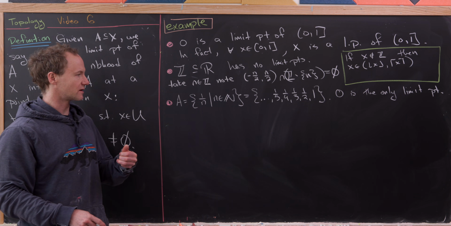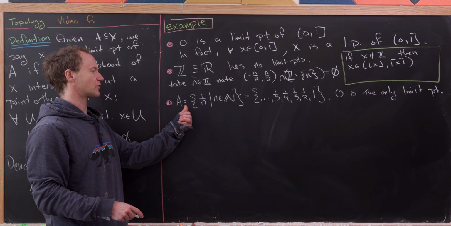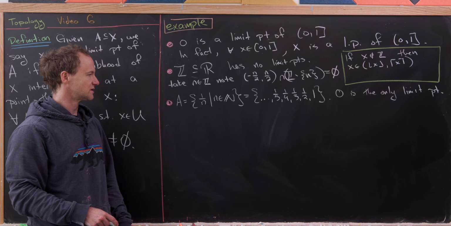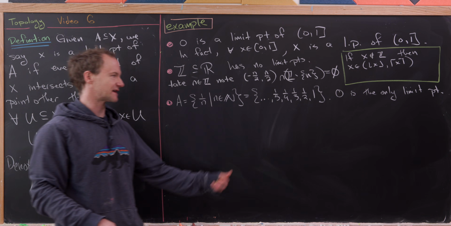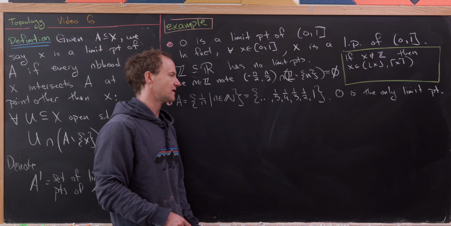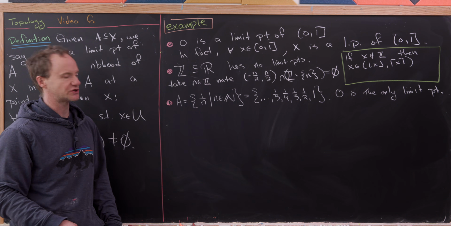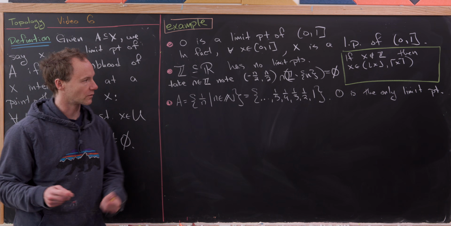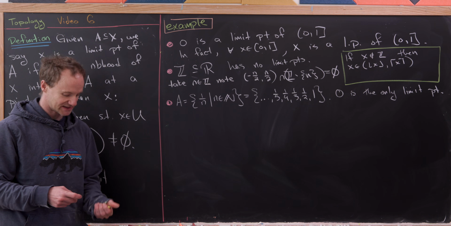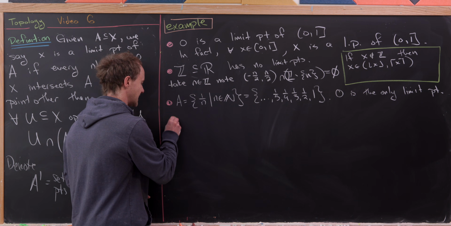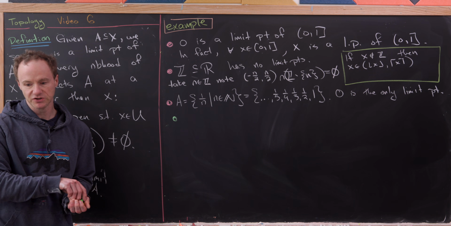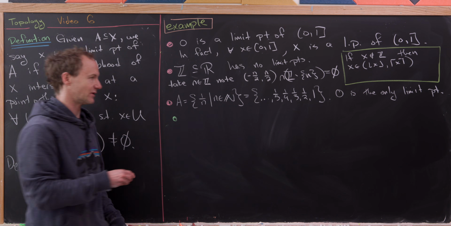Now for our next example, let's take all of the reciprocals of natural numbers. And so that would be everything of the form 1 over n, where n is a natural number. So that's like 1 over 5, 1 over 4, 1 over 3, 1 over 2, and then 1 over 1. And I want to claim that 0 is the only limit point of this set. And let's first show that 0 is a limit point.